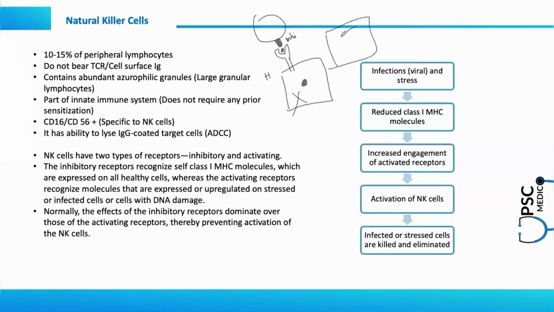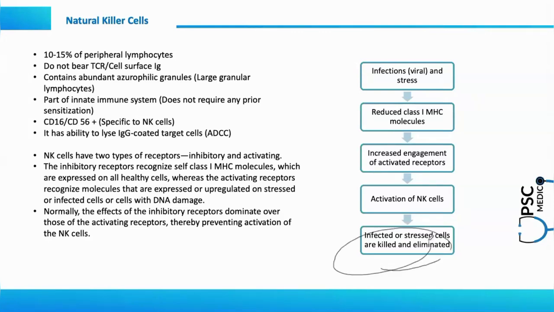This is a virus infected cell. Because it is a virus infected cell, there is no expression of MHC1, and now what gets interacted is the activating receptor. So now the natural killer cell is activated. The activation of the NK cell leads to killing and elimination. So this is how it's an innate immune system.